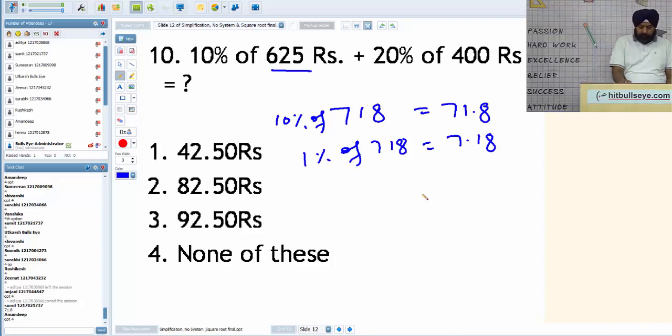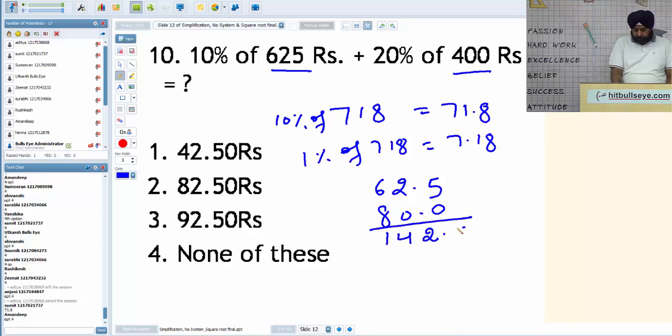Because it's very easy to calculate 10% or 1% of a number, you have to simply move the point. So 10% of 625 is 62.5. 20% of 400, you can take 1 by 5 or simply see it: if 10% is 40, 20% is 80. So 80 plus 62.5 comes out to be 142.5. Is it okay? So the answer is the fourth option.